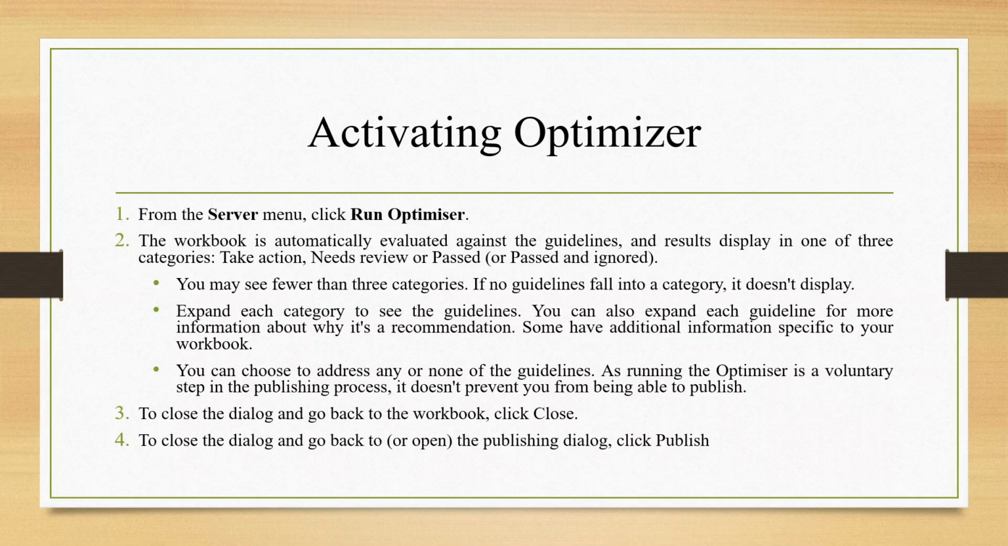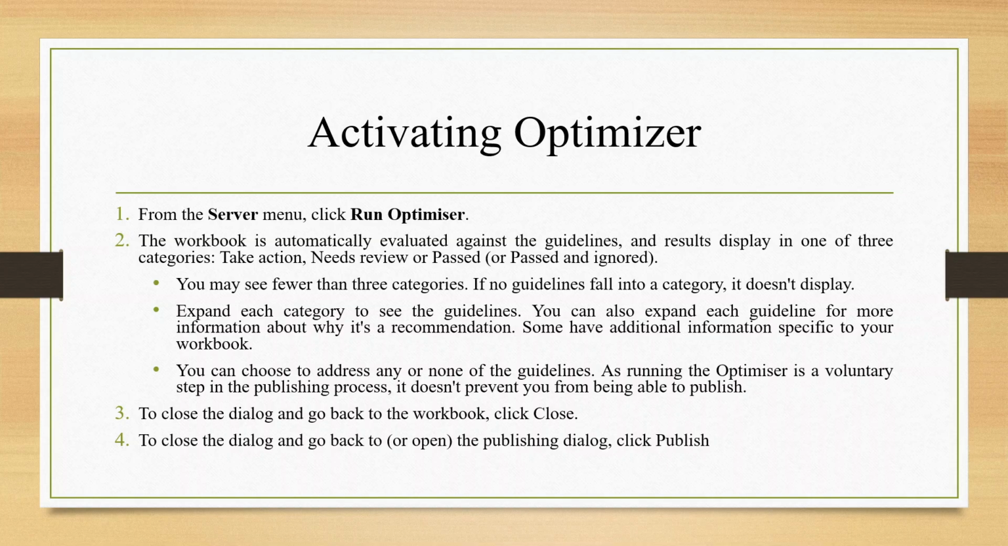At present, this facility is only available from the server menu. So, from the server menu, click Run Optimizer. The workbook is automatically evaluated against the guidelines and the result is displayed in one of three categories. Either it can be take action, second, needs review, or passed, that is ignored.